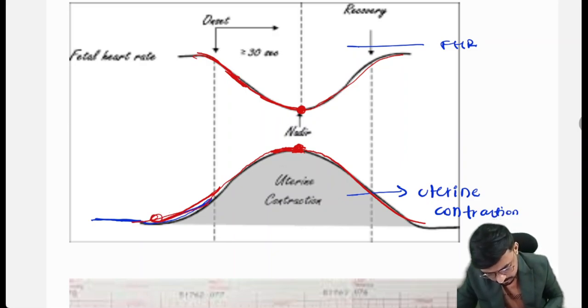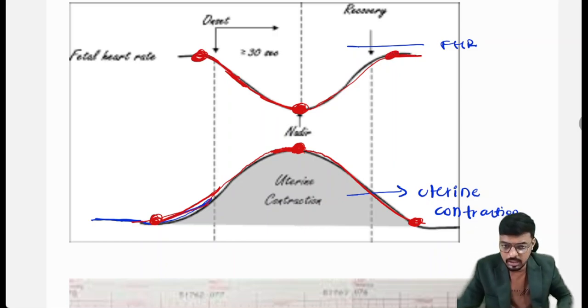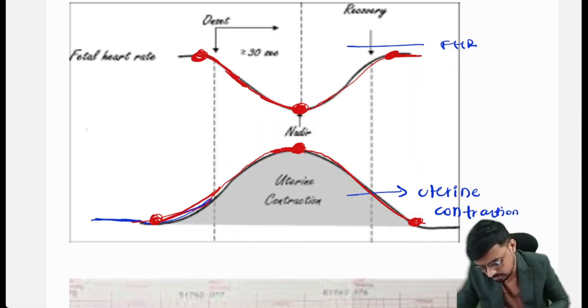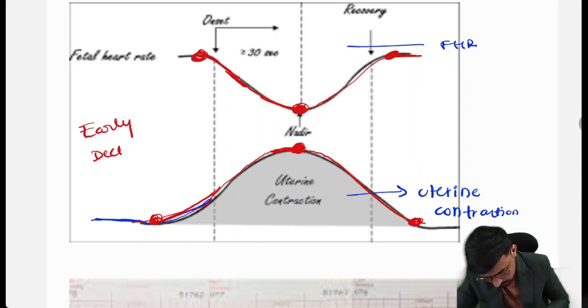Okay, so at the beginning of the contraction, the fetal heart rate starts to decrease. At the peak of the contraction, the fetal heart rate is very low. At the release of the contraction, the fetal heart rate goes back to normal. So this is what we call the mirror image. This will be seen in case of early deceleration.